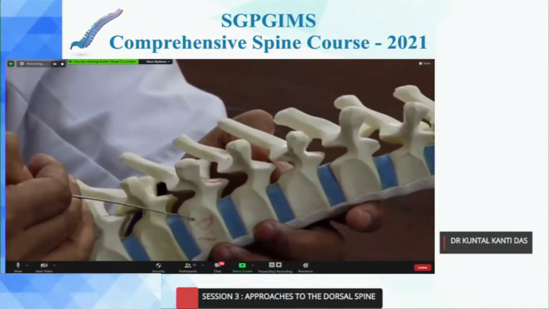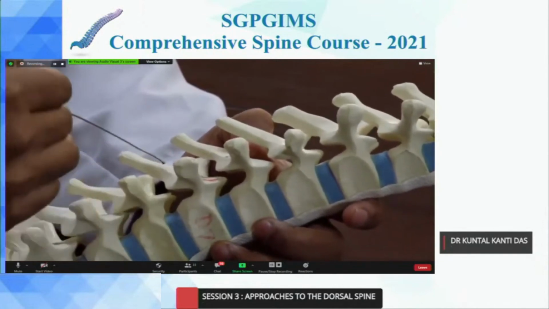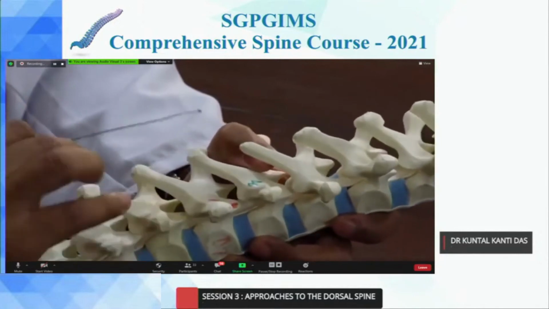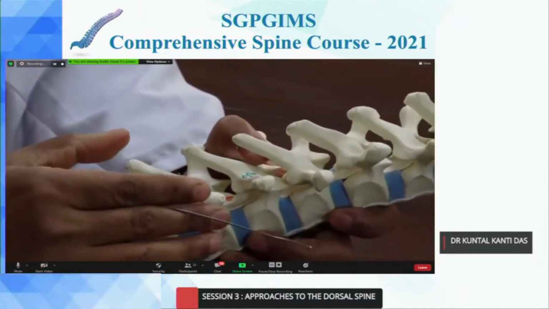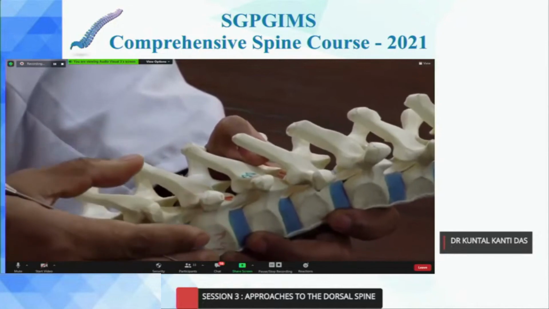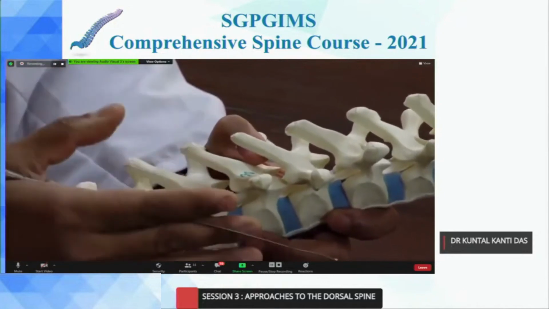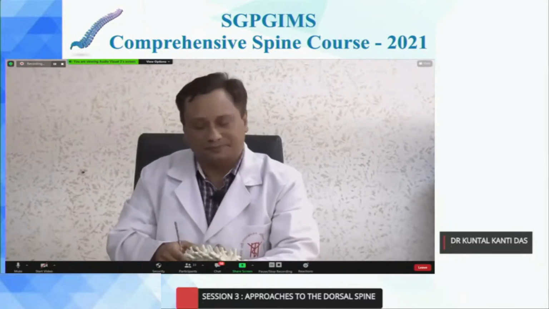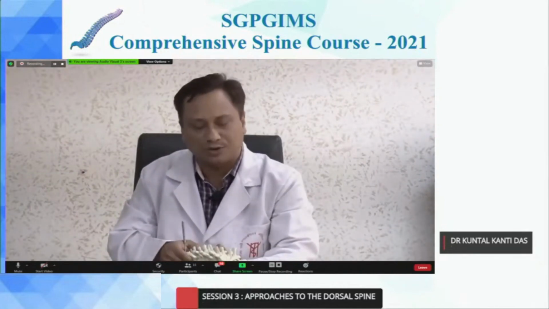Now this gives you an excellent exposure, and you can put in a cage through this opening that you have created, and at the same time you can also put in pedicle screws. So this is how these posterolateral approaches can come in handy, and it can be a single stage procedure for some of these pathologies. So with this, we come to the end of the anatomy section of dorsal spine.